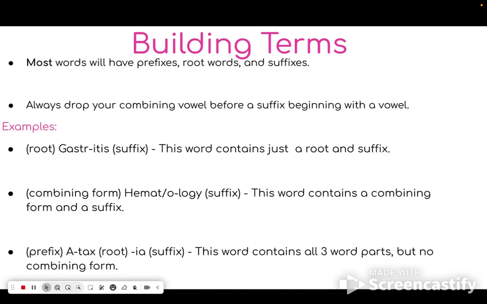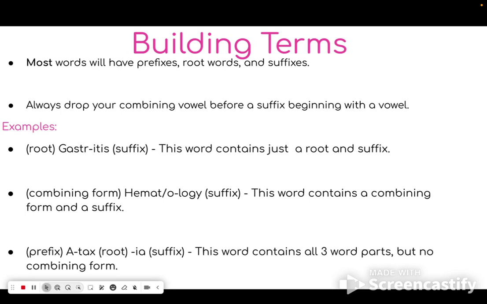Now we're going to talk about how to build your medical terms. Most words will have prefixes, root words, and suffixes, but this is not always the case, as you'll see in the examples. Make sure you always drop your combining vowel before a suffix beginning with a vowel. Some examples of terms that have been built are gastritis. This word contains just a root and a suffix, no combining form or prefix.